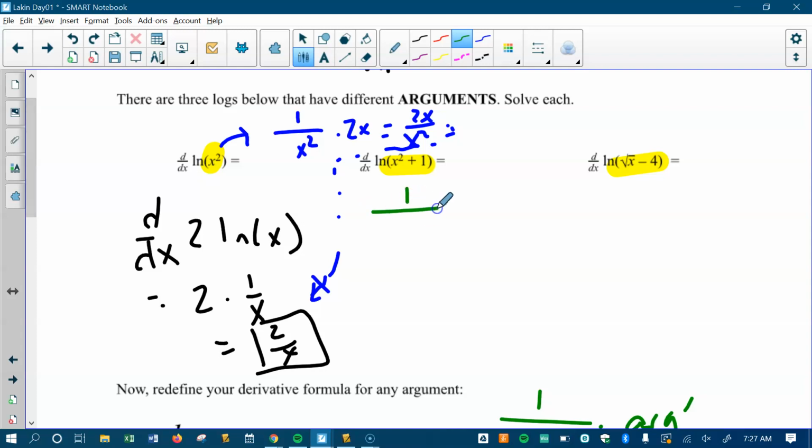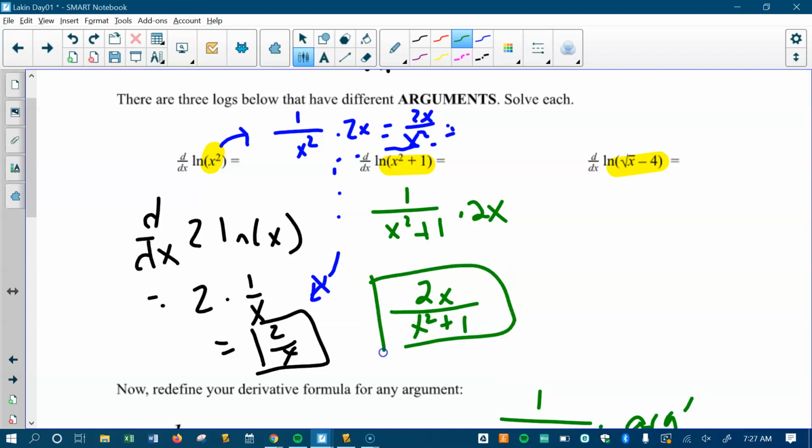Okay, so we're going to do 1 over the argument, which is 1 over x squared plus 1, times the derivative of x squared plus 1, which is 2x. And you get 2x over x squared plus 1. Okay, for the next one, let's do the same thing.